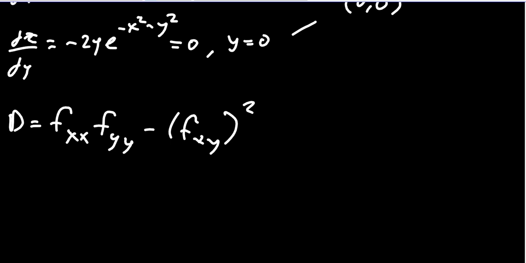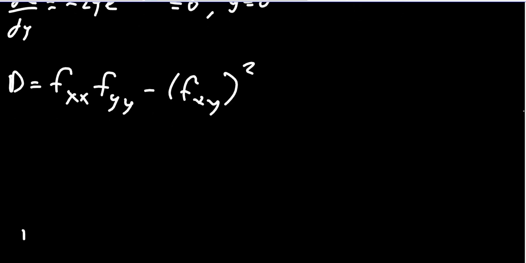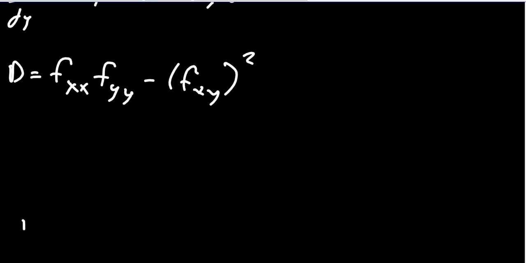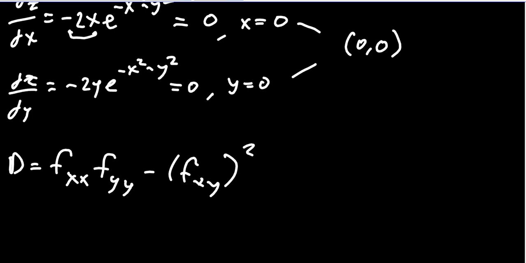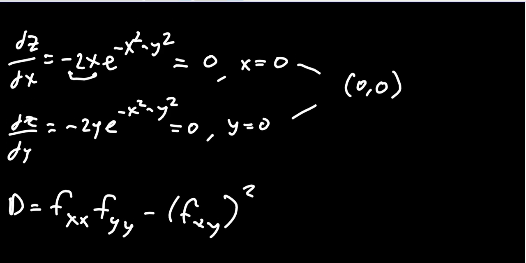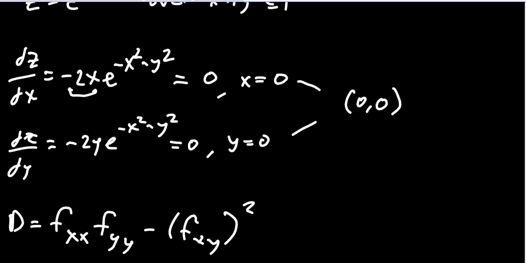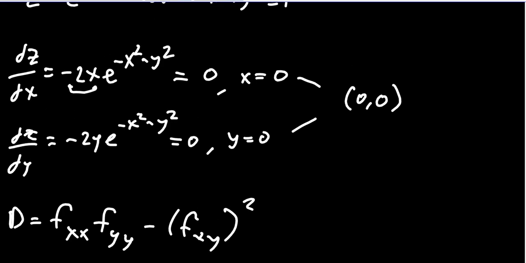So for this next portion, we just have to now find the second partial derivative of z. So we found out that the first partial derivative with respect to x was negative 2x e to the negative x squared minus y squared.